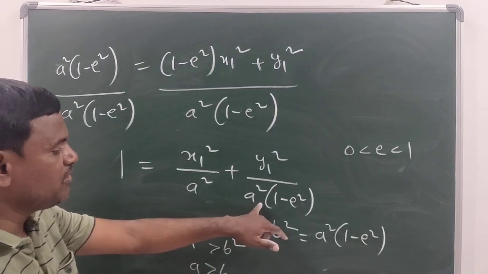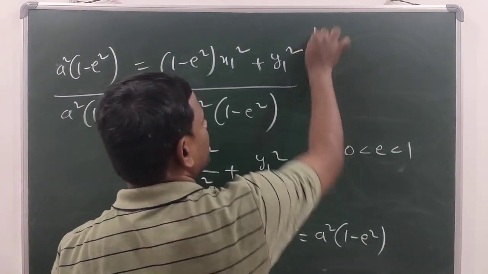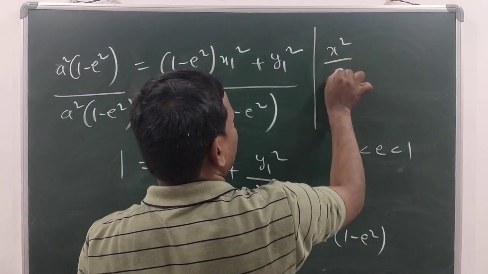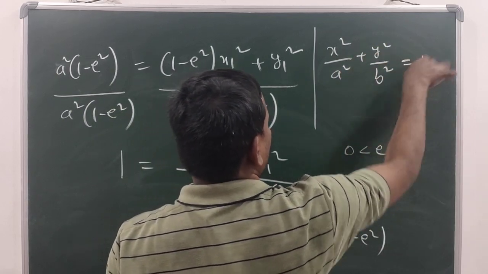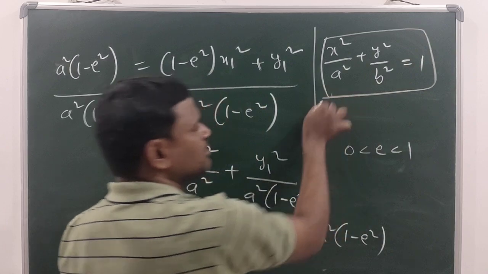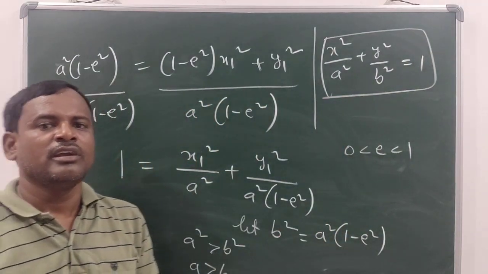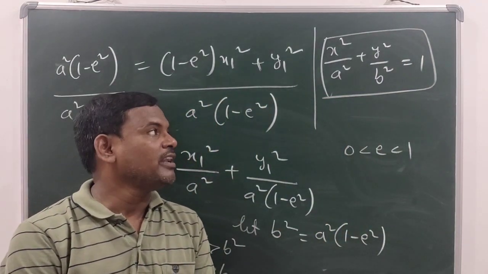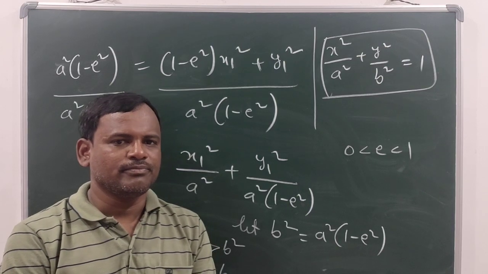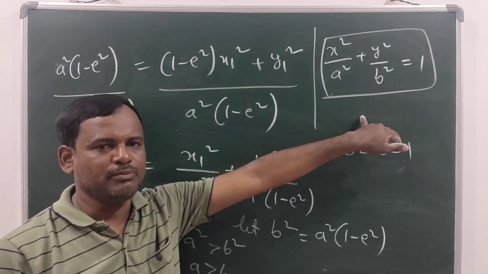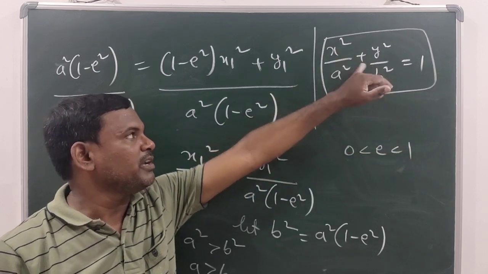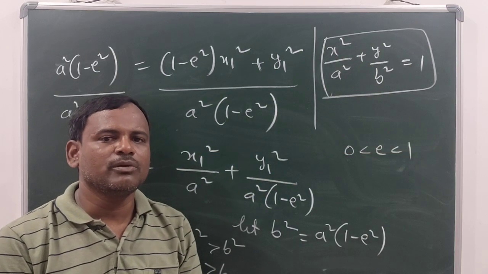If you consider this as b square, then it becomes x square by a square plus y square by b square, which is equal to 1. So this is known as the equation of an ellipse in the standard form. Otherwise, you can call it the standard form of an ellipse equation: x square by a square plus y square by b square equal to 1.